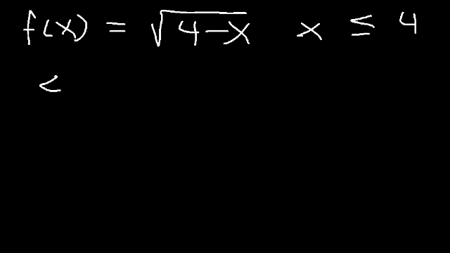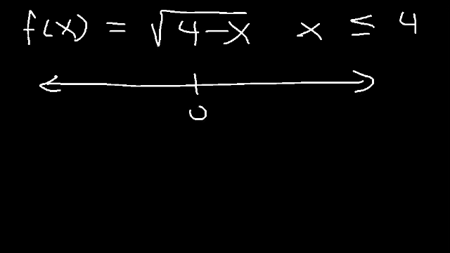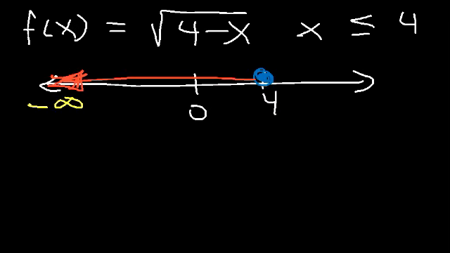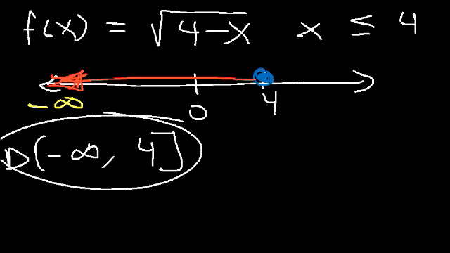So if we draw a number line, this time the arrow points to the left side. So how can we write the domain using interval notation? All the way to the left we have negative infinity. So it's going to be negative infinity to 4, but 4 is included. So this is the domain.